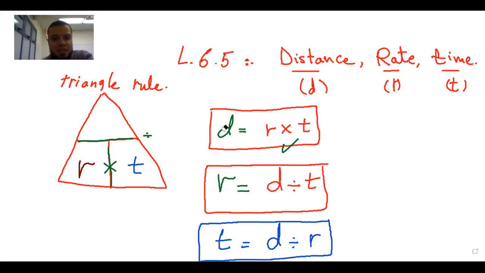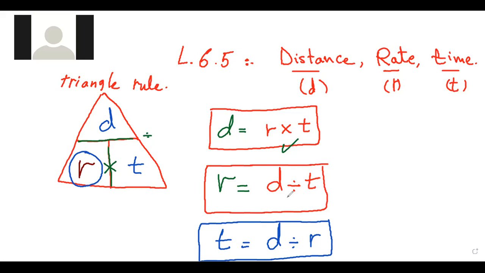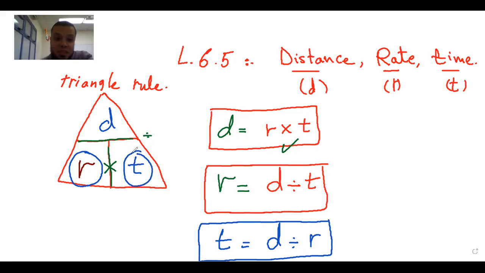Wait, Muhammad, please. Abdullah, if I want D, you need to multiply R and T. If you need the R, divide D by T. So D divided by T. If you need the time T, divide D by R. Okay? So let's get back to our book right now to see the question.